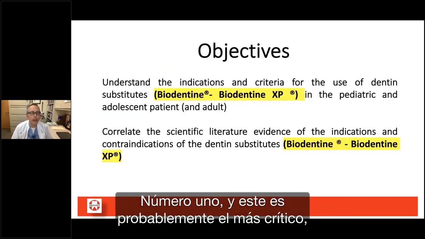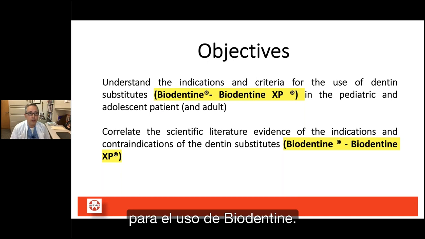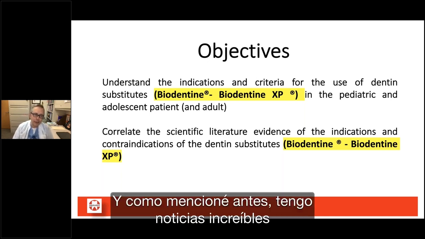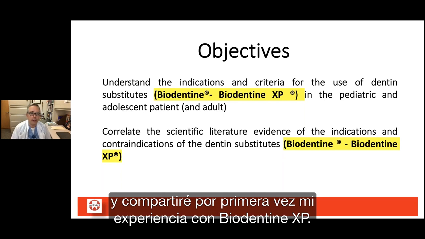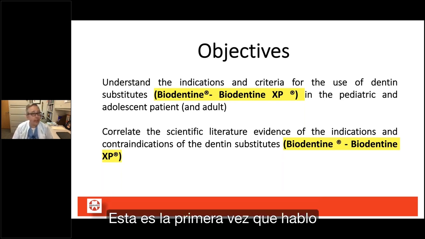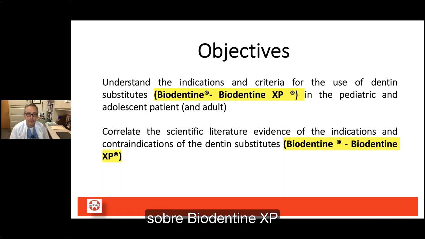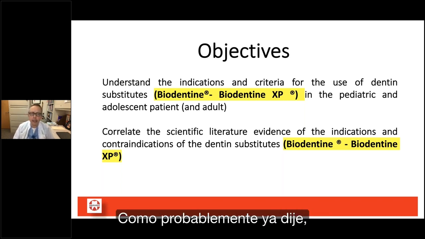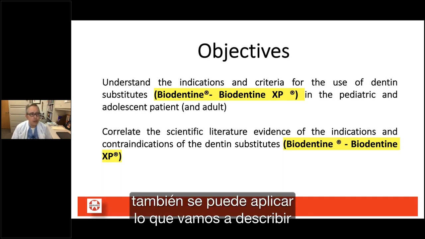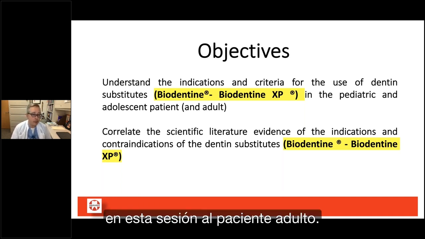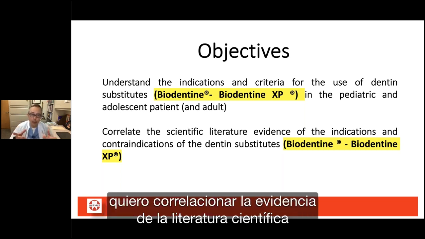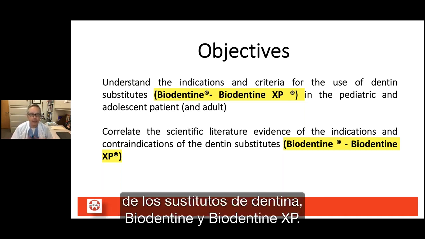So these are our goals for this lecture. Number 1, and this is probably the most critical, understand the indications and the criteria for the use of Biodentine. And as I mentioned before, I have amazing news, and I will share for the first time Biodentine XP. This is the first time that I'm speaking about Biodentine XP in pediatric and adolescent patients. And you can also apply what we are going to describe in this session to the adult patient. At the end of this webinar, I want to correlate the scientific literature evidence of the indications and contraindications of the dentin substitutes, Biodentine and Biodentine XP.